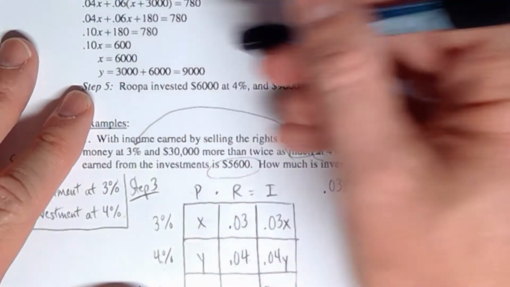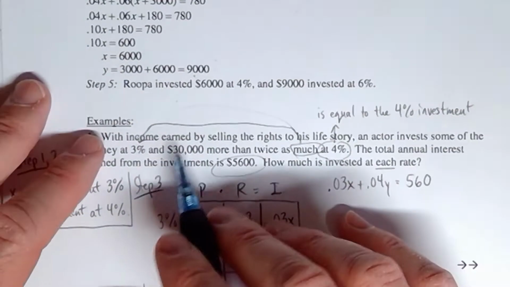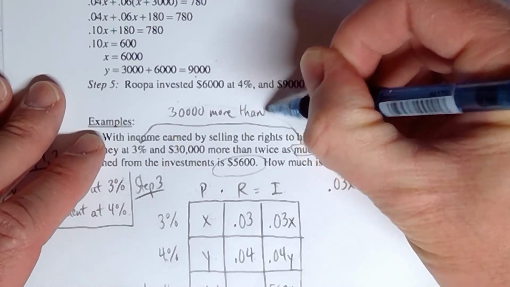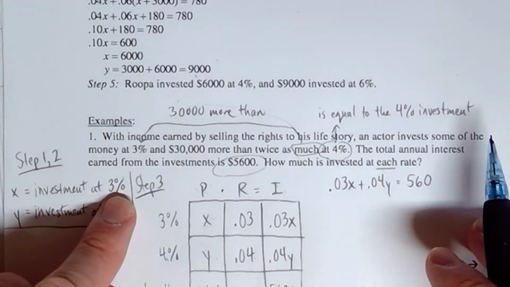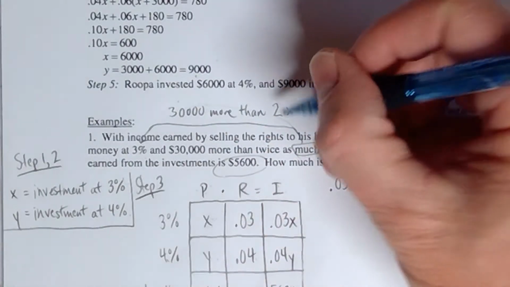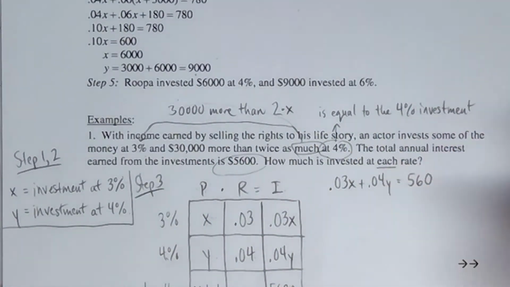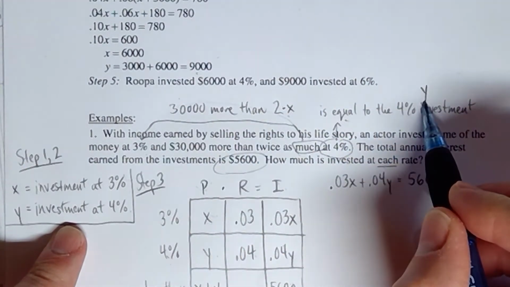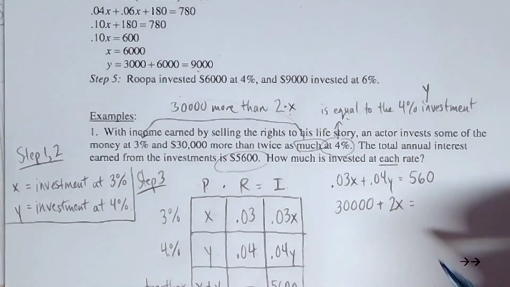Let's put all that together now. My arrow got in the way a little bit, so let me move that over. There we go. So 30,000 more than, and they're saying twice as much as the 3% account. But the 3% account is X. So it's 30,000 more than 2 times X, isn't it? You don't need to write the times there, but I'm just emphasizing that. So 30,000 more than 2 times X is equal to the 4% investment. By the way, the 4% investment is Y. So 30,000 more than 2X equals Y. Let's write that down: 30,000 more than means plus 2X is equal to Y.